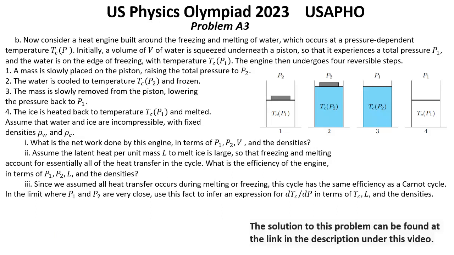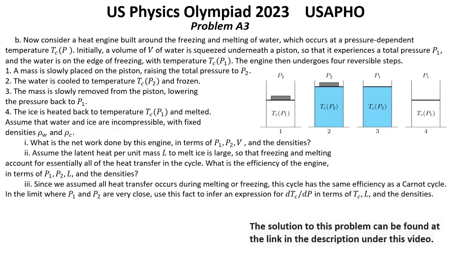Part B. Now consider a heat engine built around the freezing and melting of water, which occurs at a pressure-dependent temperature Tc from P. Initially, a volume of V of water is squeezed underneath a piston so that it experiences the total pressure P1, and the water is on the edge of freezing with the temperature Tc from P1. The engine then undergoes 4 reversible steps.